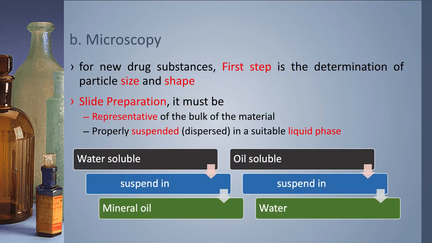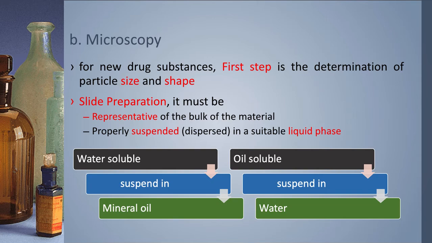So that's why the second method is microscopy. Microscopy is very important because a microscope can detect the size and also the shape of the particle, whether it is spherical or irregular. But not only size and shape, also the characteristics of the surface, like whether the surface is smooth or not smooth, or porous or non-porous, and so on. All these characteristics are very important for a new active ingredient.